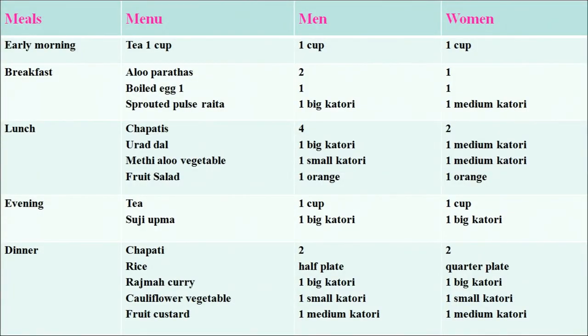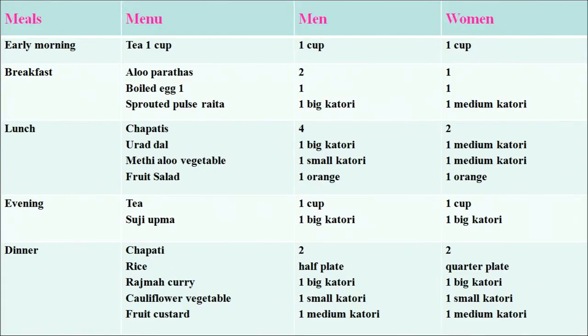When we are preparing the plan for the evening tea, simple tea is there, one cup for each is enough, and one big katori of suji upma has been selected as the evening snack here, which is given to both in equal amount. In case of the planning for the dinner, which most of the time is similar to the lunch, so that the whole amount of nutrients can be provided and one person can relax and have the dinner. So, chapati, 2 for both of them, rice, half plate and a quarter plate for the women, because the women do not require so much energy, and the nutritional requirement for energy for men and women is a little different.